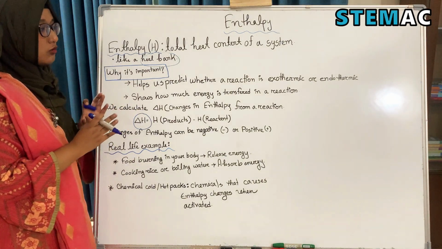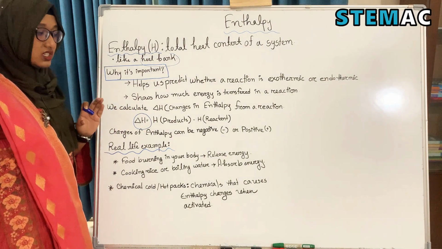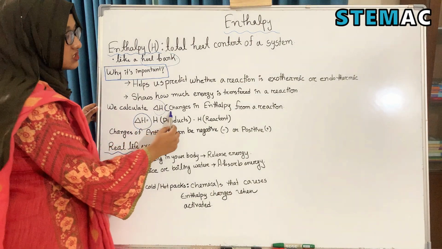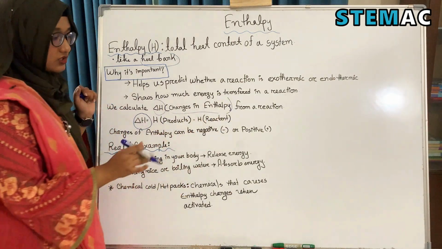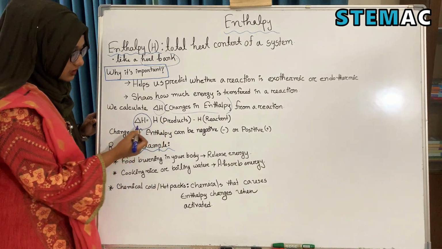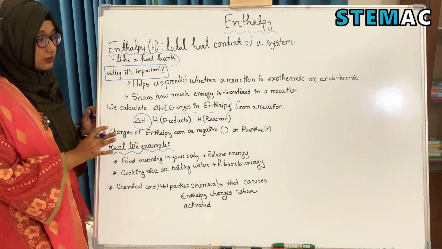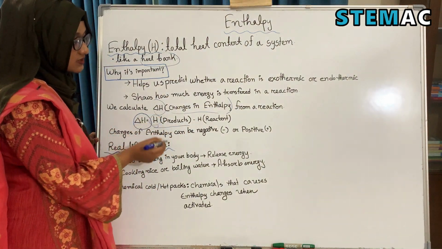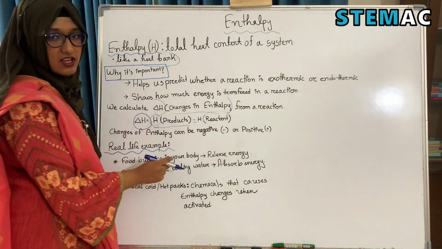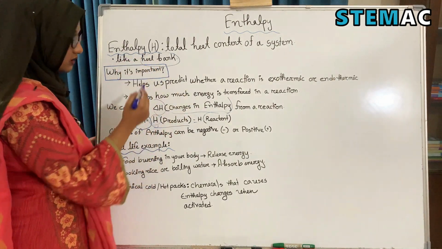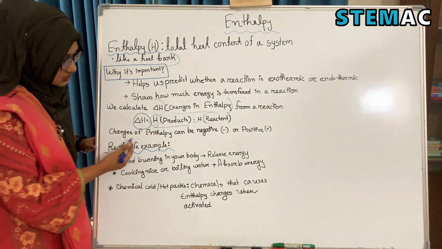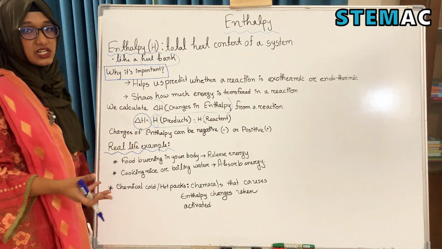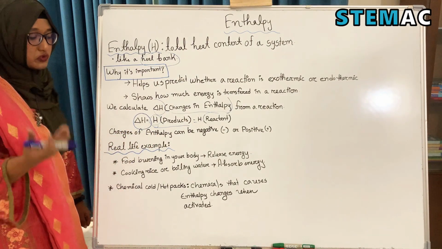So how do we determine this energy exchange? We identify it as ΔH, which is the change in enthalpy of a reaction. So ΔH, the change in enthalpy, is the heat of the products minus the heat of the reactants. That's how we determine the ΔH, the enthalpy. The change in enthalpy can be either negative or positive. It depends on how much energy it absorbs and how much energy it releases.